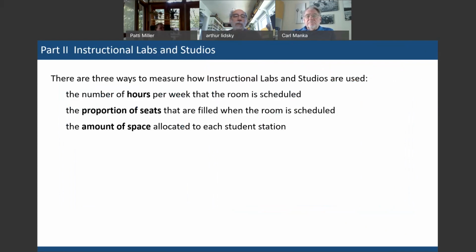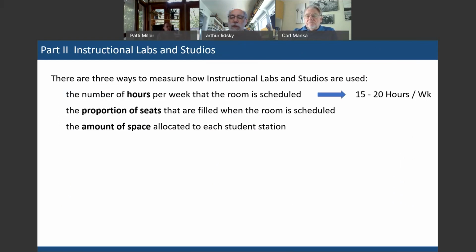So for part two, instructional laboratories and studios, it's the same metrics, same hours per week, same proportion of seats or stations, and the same amount of space, but it differs because it's a laboratory and studio. For laboratories and studios, the guidelines suggest that a typical lab or studio should be used 15 to 20 hours per week, because you need the time to set up the room, clean up the room, and break it down and make it ready for the next group of students coming in.